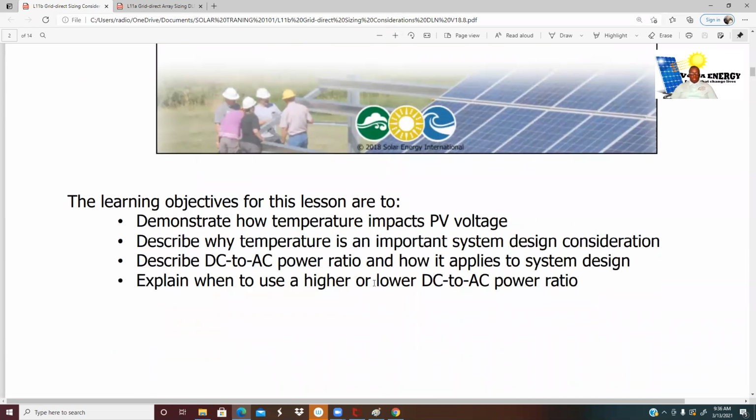The learning objectives for this lesson are to demonstrate how temperature impacts PV voltage, describe why temperature is an important system design consideration, describe DC to AC power ratios and how they apply to system design, and explain when to use a higher or lower DC to AC power ratio.